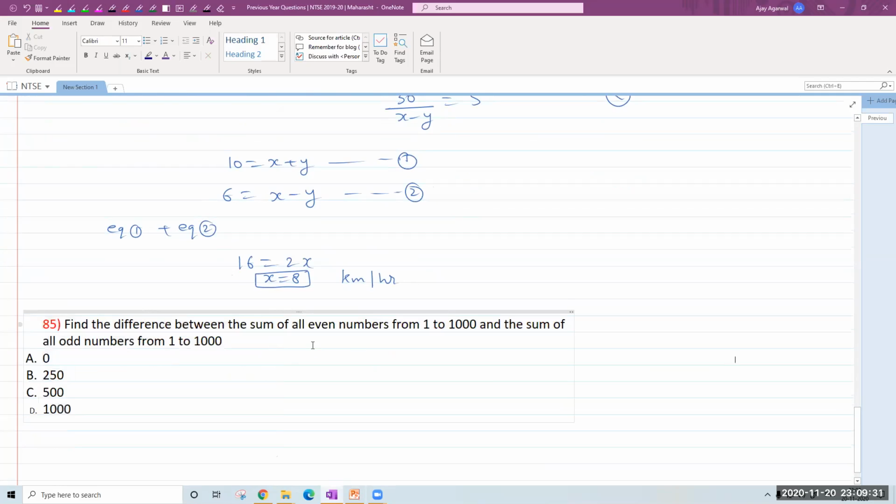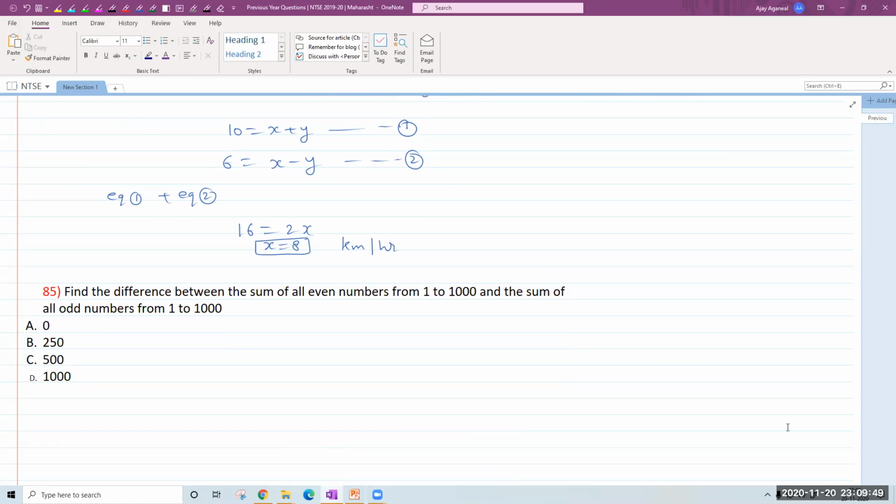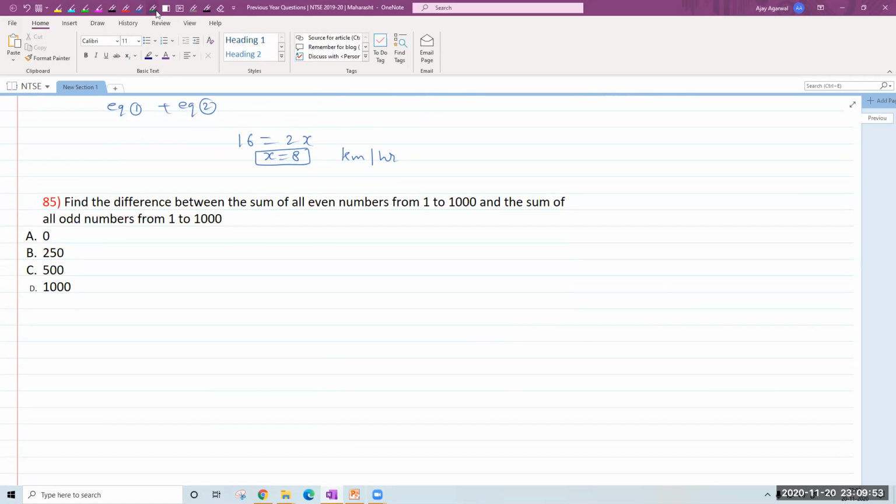Find the difference between the sum of all even numbers from 1 to 1000 and the sum of odd numbers from 1 to 1000. So you need to find the difference between the sum of even and odd numbers. Let's write down in a simple way what exactly you need to find: the difference, that is, sum of even numbers minus sum of odd numbers. That is the requirement.